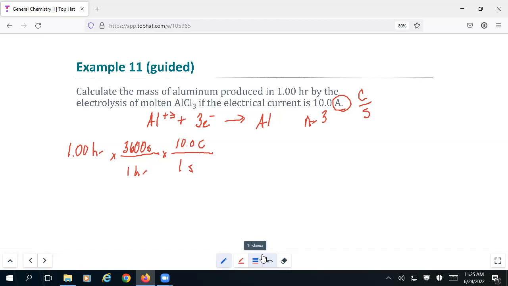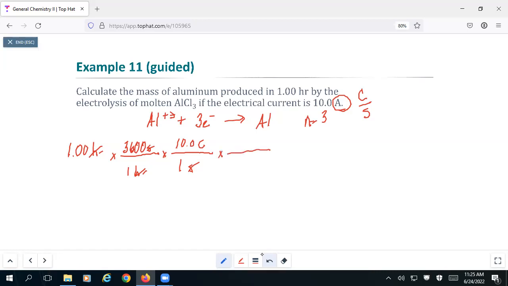Now, that particular information isn't super relevant to me right now, but I can make it relevant because I can look at this and say, okay, hours have canceled, seconds have canceled. I've got coulombs. Is there anything that I know about coulombs that can relate to this balanced equation? And that's where the Faraday constant comes in.